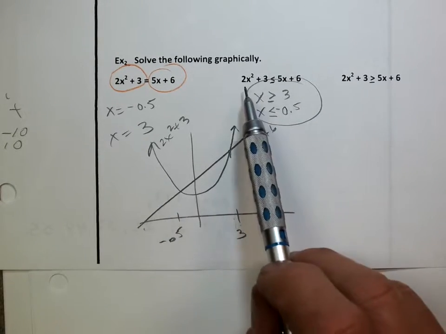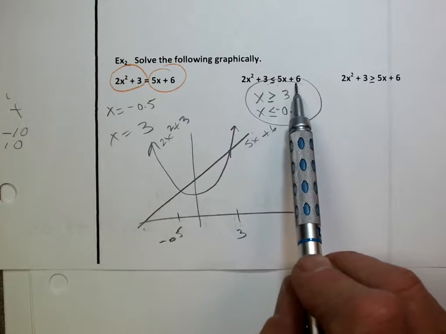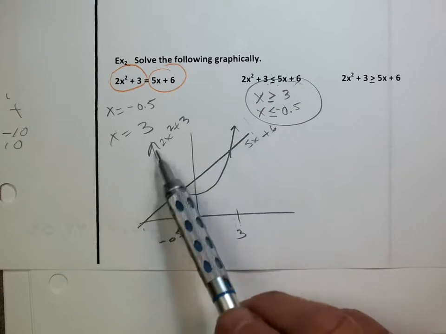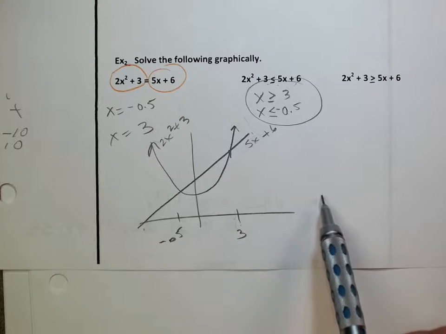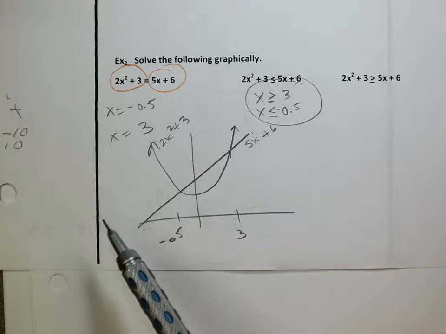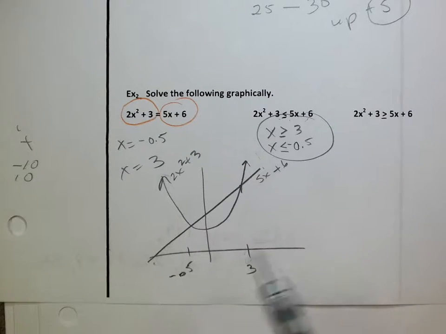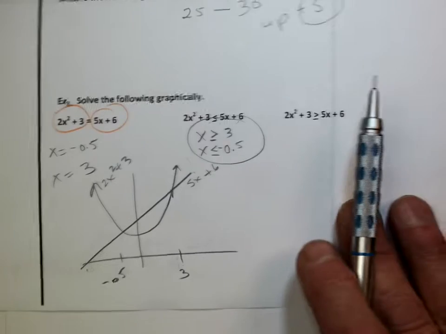So the question says, when is the parabola greater than the line? In this region and in this region. When x is greater than 3 and when x is less than negative 0.5. Does that make a little sense? Okay, kind of shaky, thumbs up, sideways thumbs. Okay, good. Now let's look at the next graph, okay?